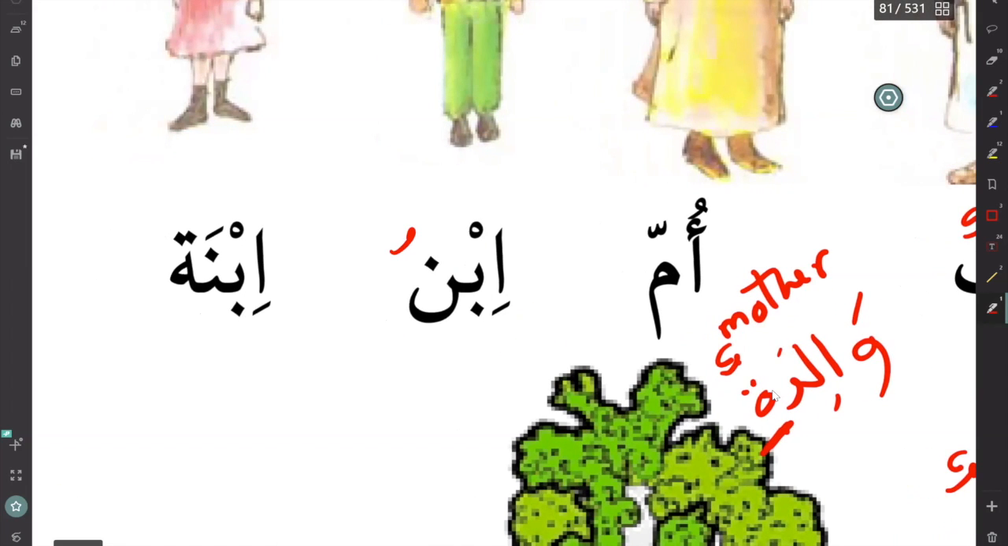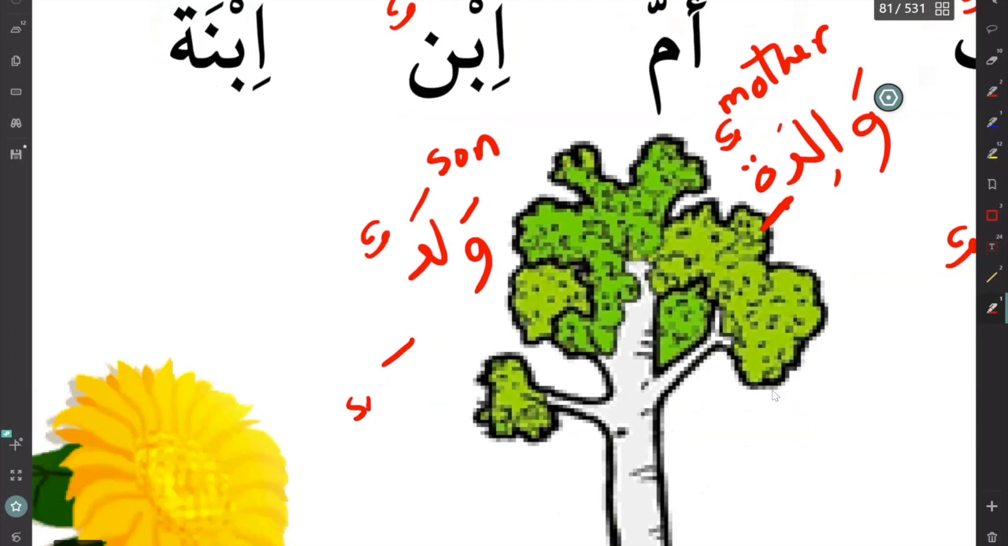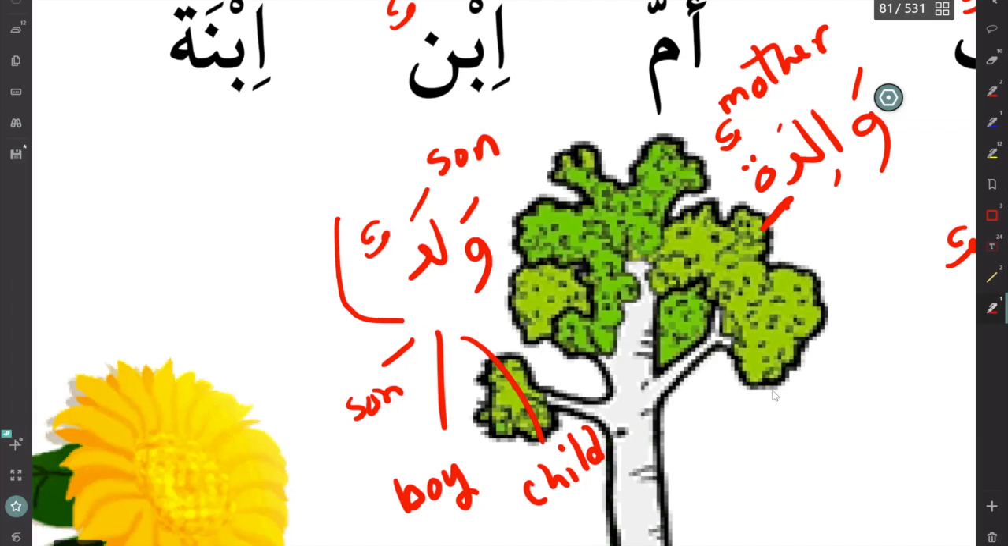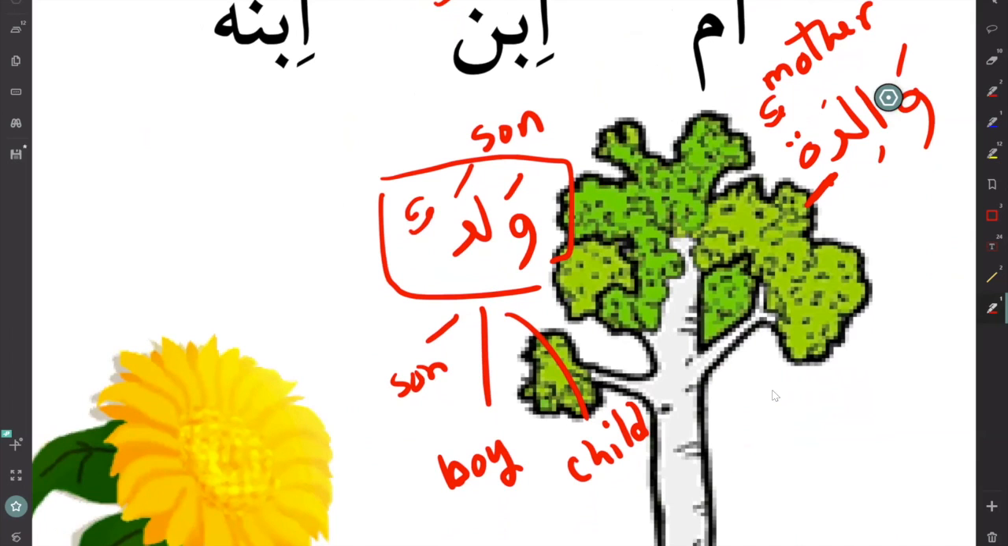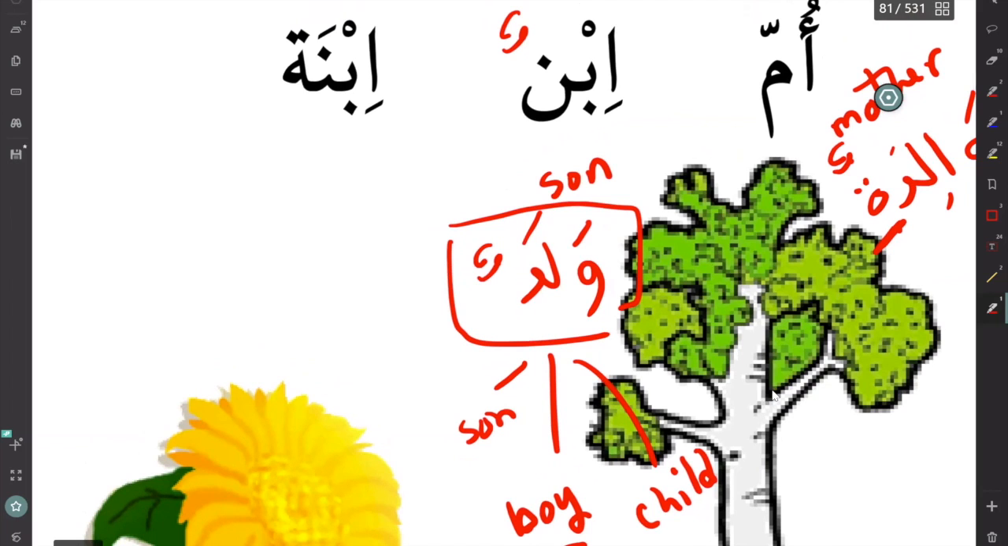Then we have ibnun. Ibnun is son. There's another word you can say, walad. Waladun can mean son. It can also mean a boy. And in some contexts in the Quran, it can also mean a child. Walad can mean a lot of things, right? So son, but mostly walad is used for boy.